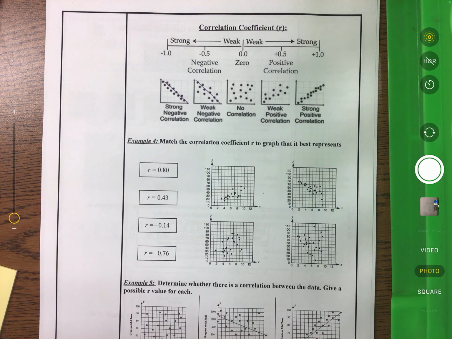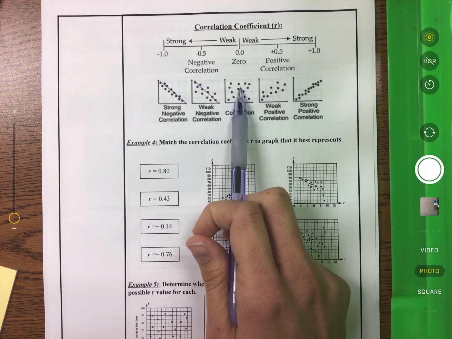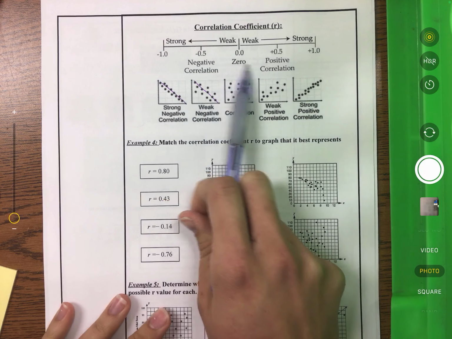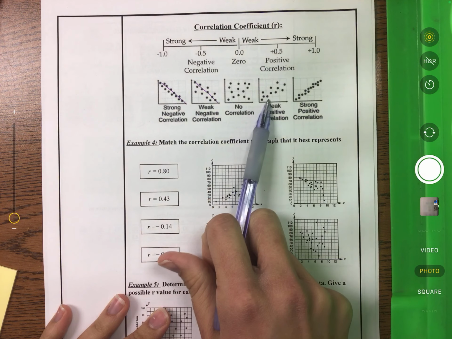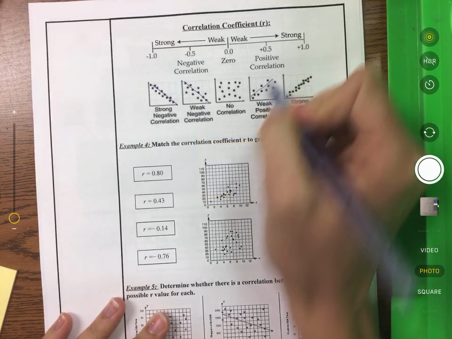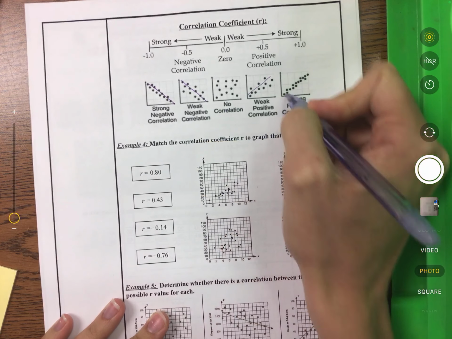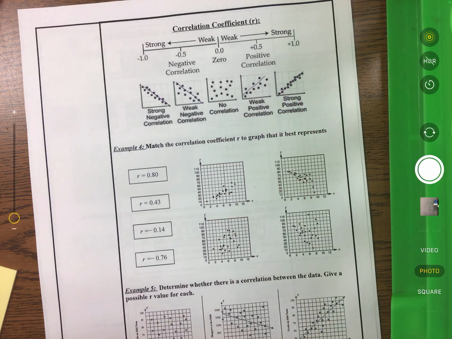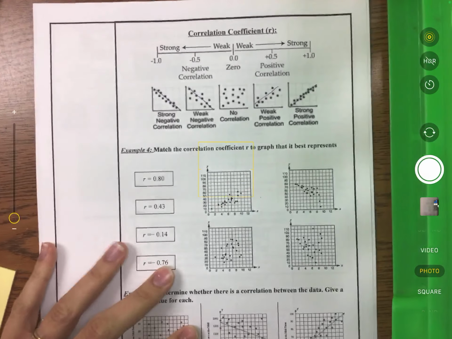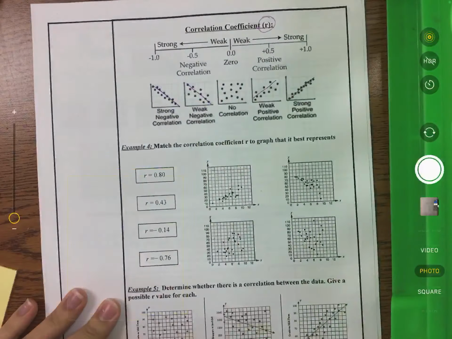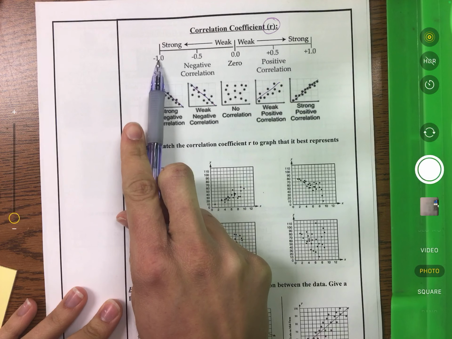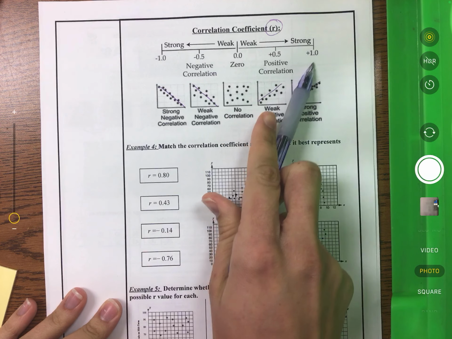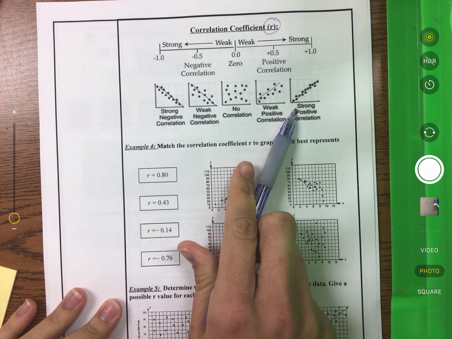Here, the points are all spread out, and so it's a correlation of 0. And then as it goes up, that's a positive correlation, but it's weak. And this is a strong positive correlation because the points are really close together. So the correlation coefficient R goes from -1 for strong negative to +1 for strong positive.